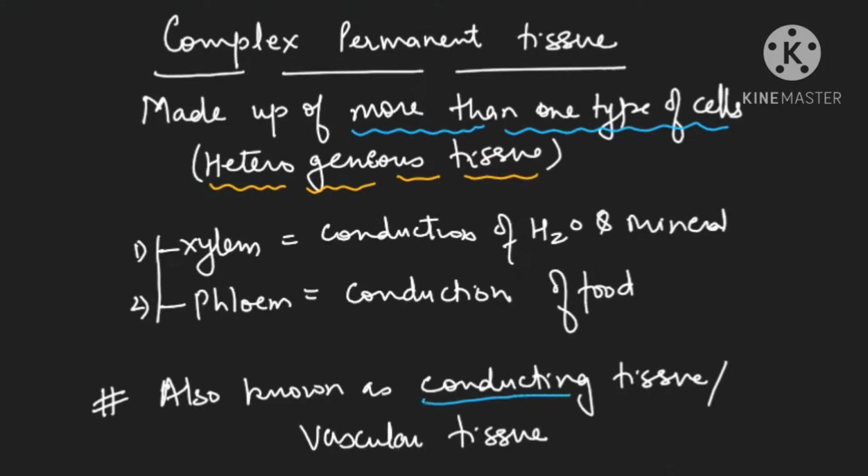And vascular, why? Because in a human body, blood is a vascular tissue which is responsible for the conduction of the food as well as for the gaseous exchange and transport of the gases from one cell to another cell this way. So that is why it is also known as vascular tissue.